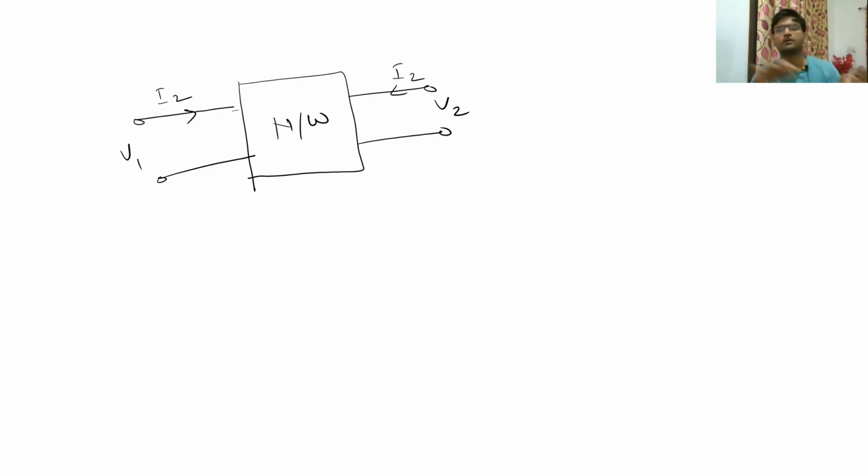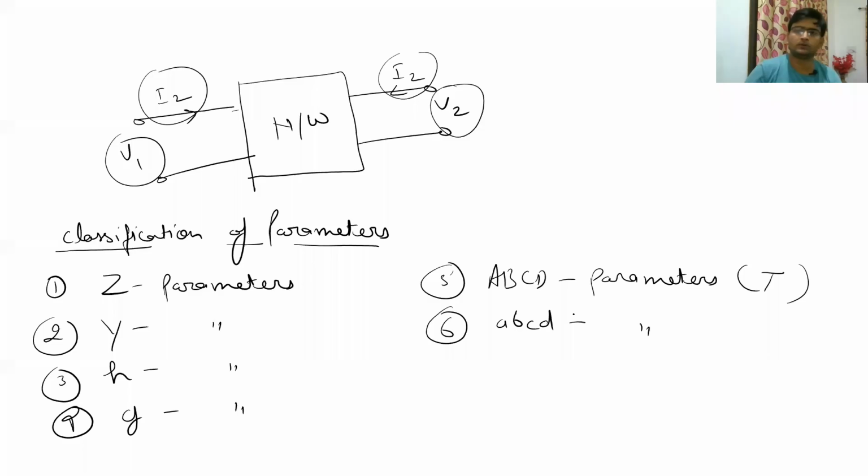And you don't even need to know whether this network is made of resistors, how many resistors are there, what are those values, then capacitors and inductors and so on. So only by using the relationship between these values V1, V2 and I1 and I2, we will be able to characterize this network, and to do that we will be using certain parameters. So let us talk about those parameters that we are going to use.